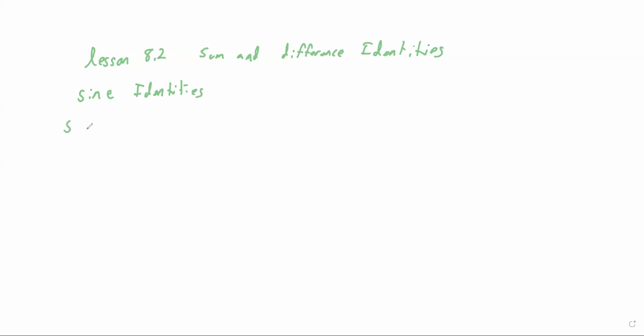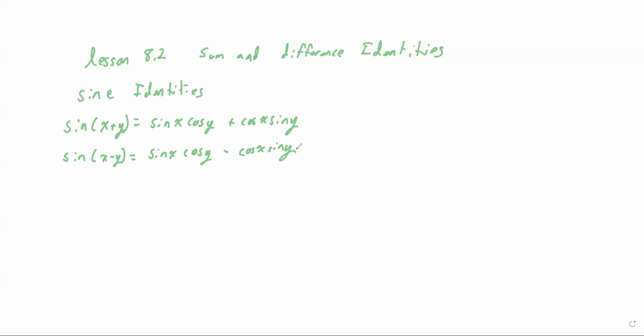In the book, they use U and V. I feel that can be confusing in your notes, so I'm going to use X and Y. Same concept, just different letters. So sine of X plus Y will equal sine X cosine Y plus cosine X times sine Y. The next one is sine of X minus Y, and this one is just sine X cosine Y minus cosine X sine Y.